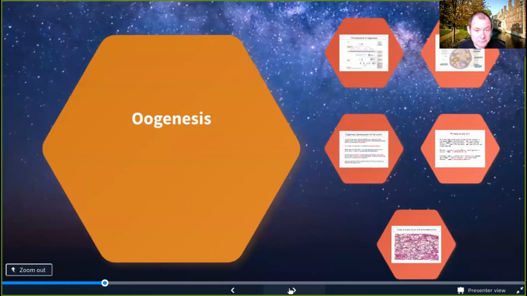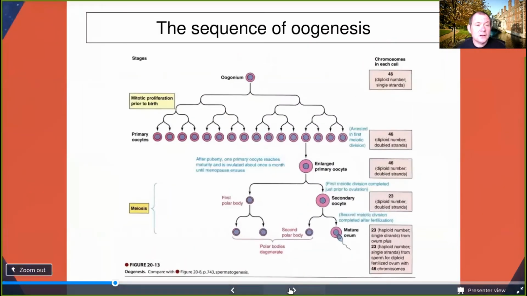Oogenesis itself. So here we have the sequence of oogenesis. Now, I've mentioned before, but for anyone that hasn't seen previous talks, we have 46 chromosomes in our normal somatic cells, 2 pairs of 23. Now, when we produce an egg or a sperm, we have half of that number. So we go down to 23 rather than 46, just one set of each chromosome.